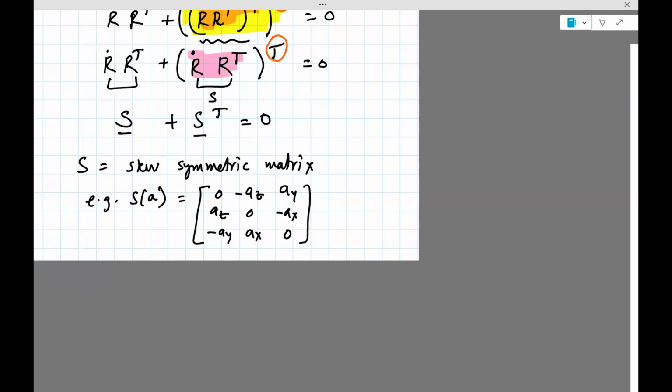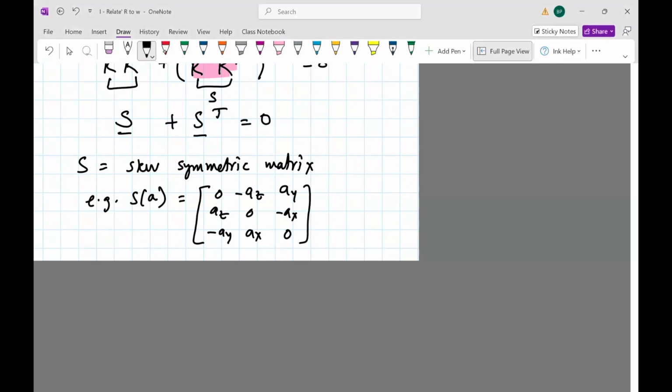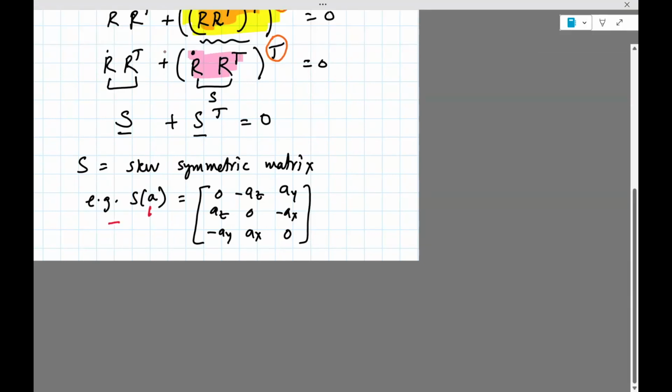You just confirm this. Yeah. Where A is (AX, AY, AZ). So if you have AX, AY, AZ, then you can write it like this. It's one of your homework problems. If you remember the first homework, you were using this to do the cross product.